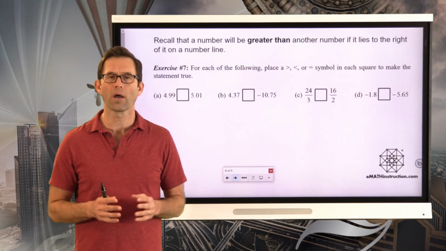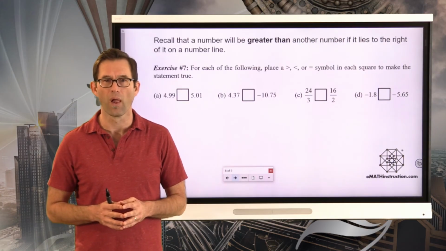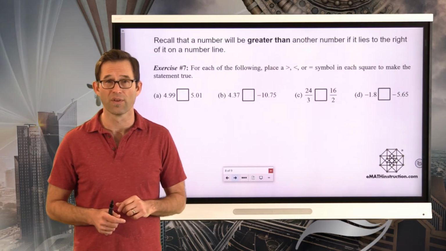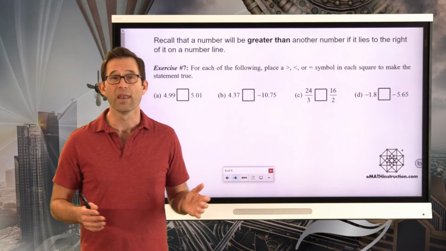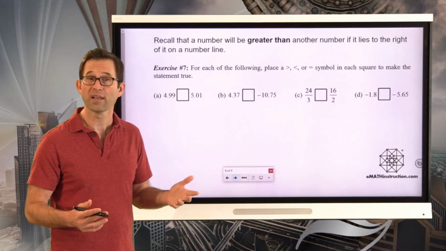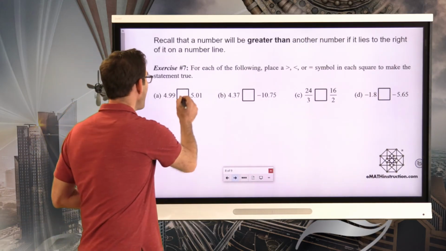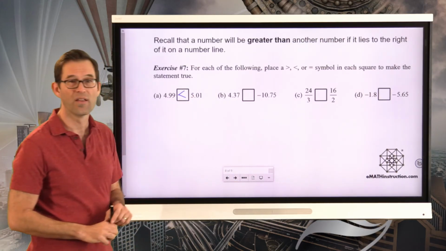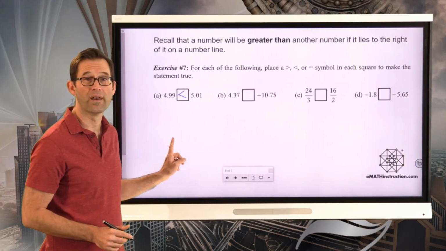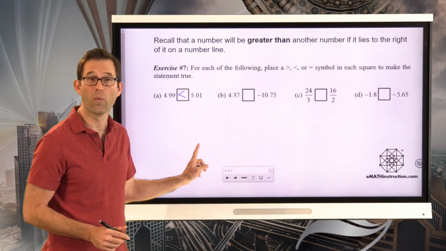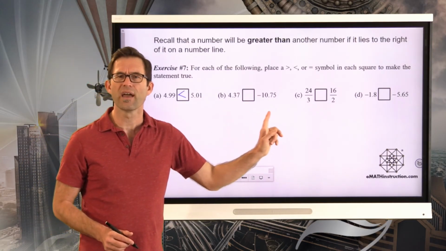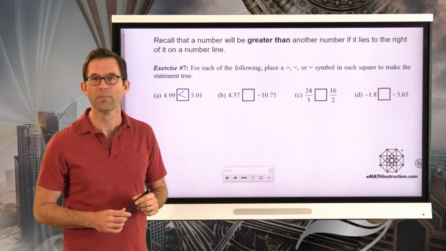So the way that we always talk about it is if 2 numbers are plotted on a number line, the one that lies farthest to the right is greater than the one that lies farthest to the left. Now again, when we talk about something like 4.99 and 5.01, that's pretty easy. 4.99 is less than 5.01. Thinking about that number line, we'd have 4.99, then we'd have 5, then we'd have 5.01. 4.99 would lie to the left. But here, 4.37 and negative 10.75, that gets a little bit more confusing.